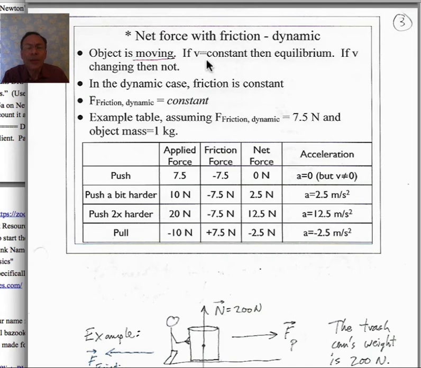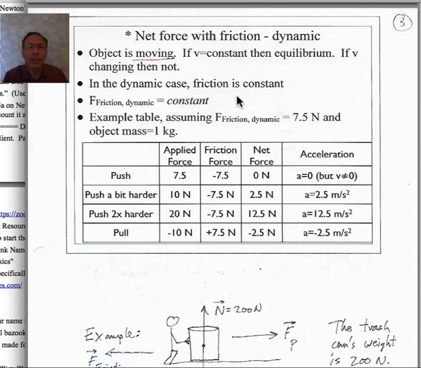If it's moving and it's not accelerating, like the brick in Hewitt's video, then we have equilibrium. If, on the other hand, his brick were accelerating, then it would not be equilibrium. So in the equilibrium case, the brick is going at a constant speed. In the non-equilibrium case, the brick would be going faster, faster, faster.